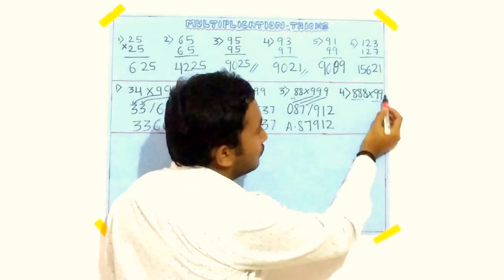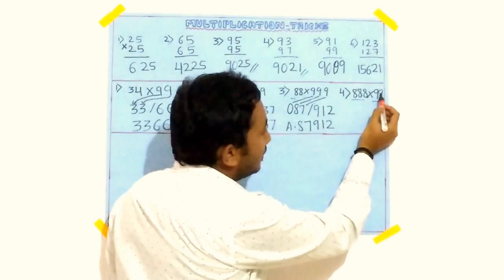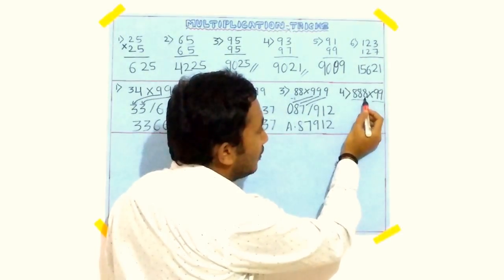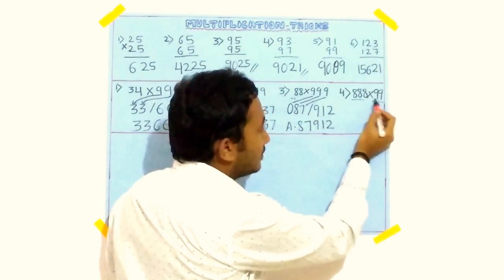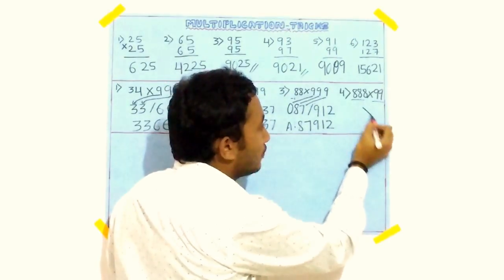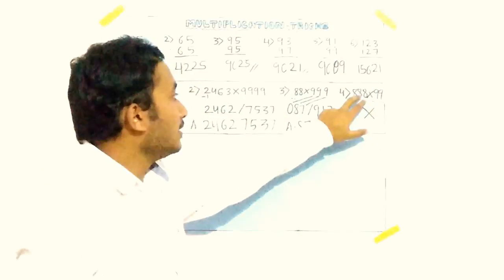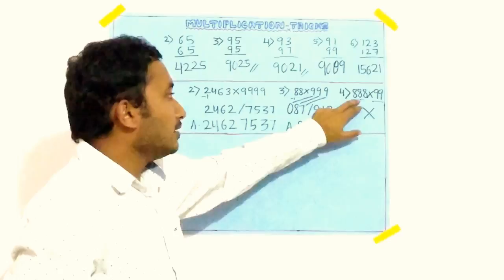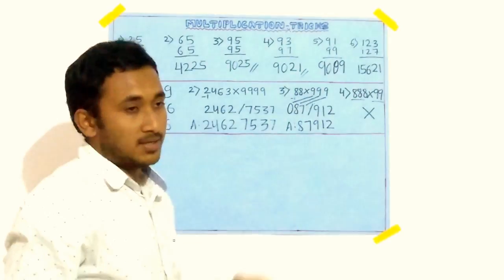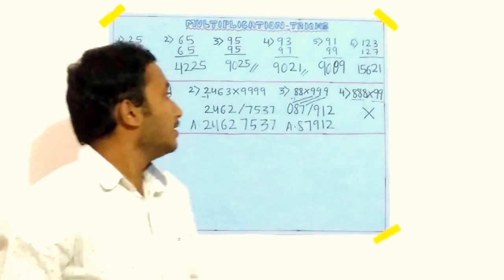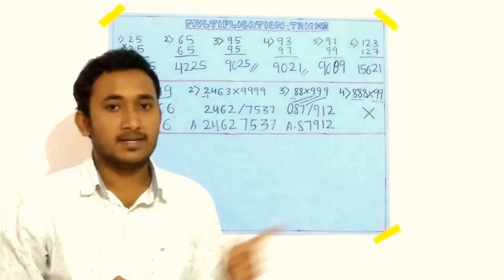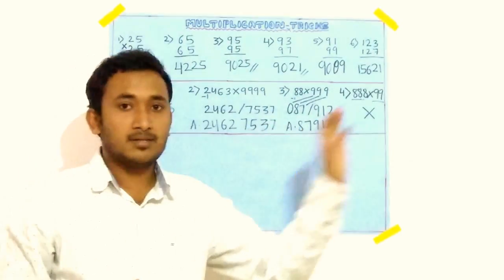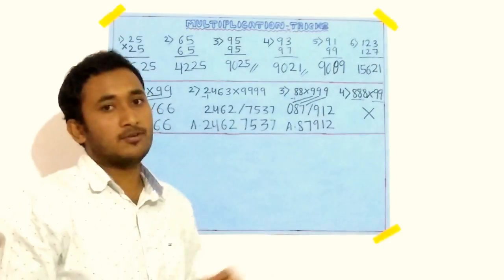So this rule only follows when the number of 9s is equal to the number of terms in the other number, or might be greater also, it's okay. If it is less than those numbers, it will not work. So this trick will not work for this type of number. Always the number of 9s should be equal or greater than the terms in the other number. Okay. In this way you can calculate the numbers. If it is multiplication with 999, it might be 999999, or 10 nines also, you can follow this method.